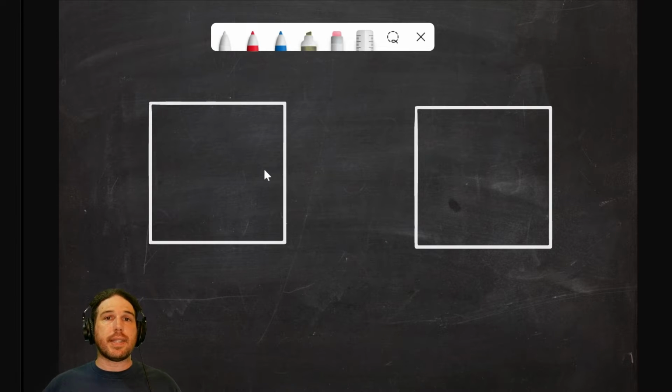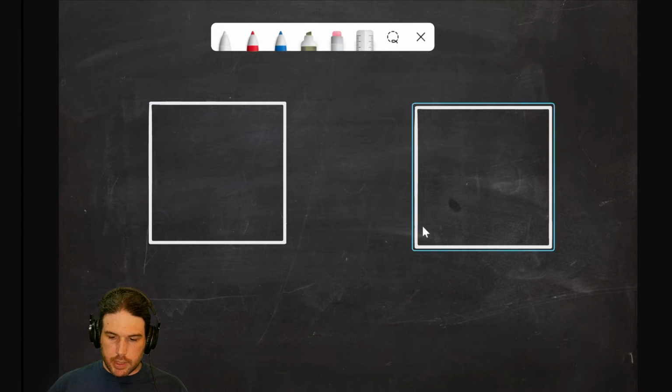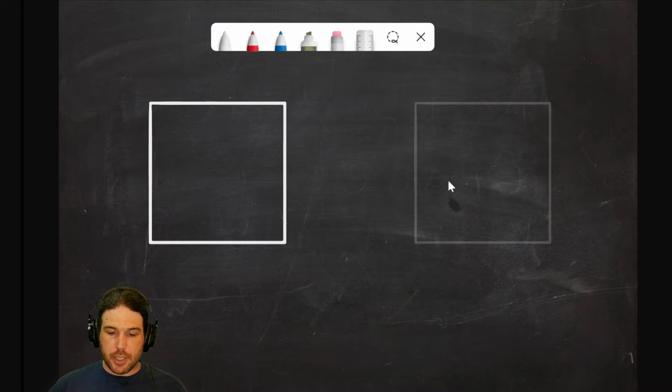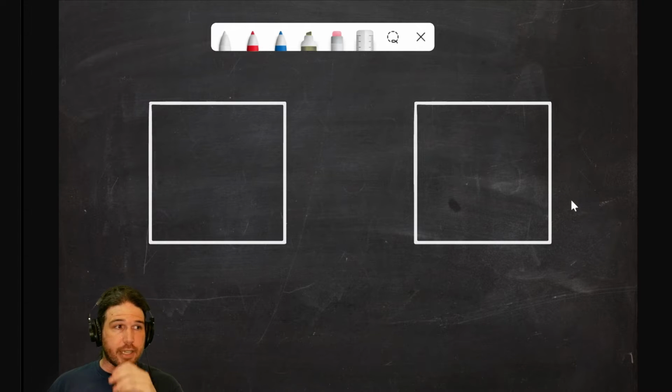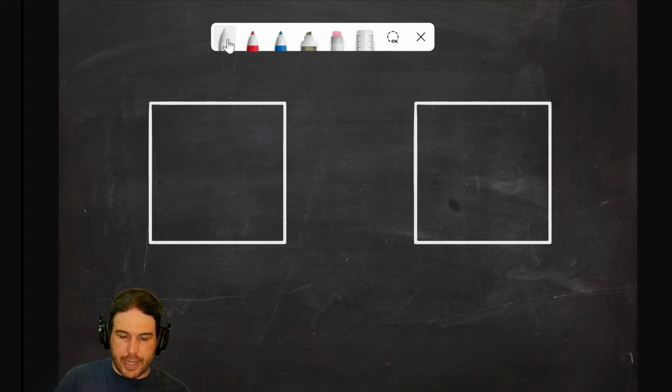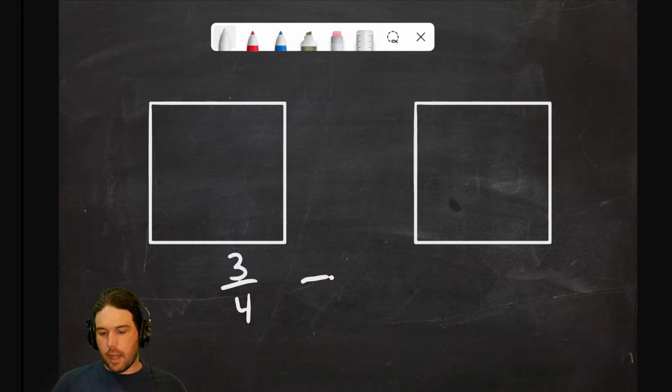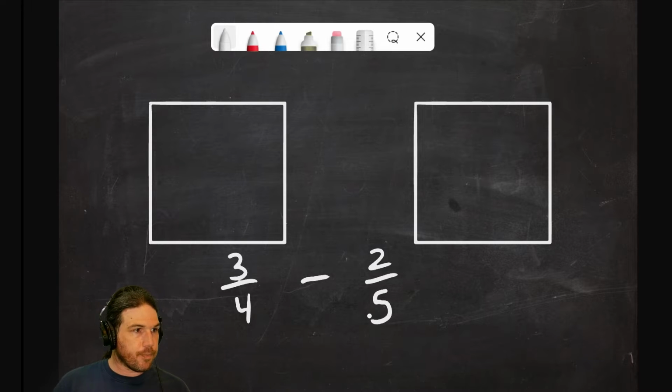Now, this visualization technique really only works with 2 fractions, maybe 3 if you're very imaginative. So this doesn't really generalize to 3 or 4 or 5 fractions, but we're going to start simple, okay? Let's say we've got a number like 3/4, and we want to take away, let's say, 2/5. 3/4 minus 2/5.